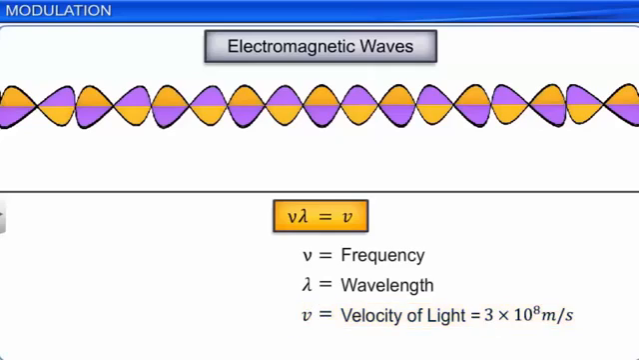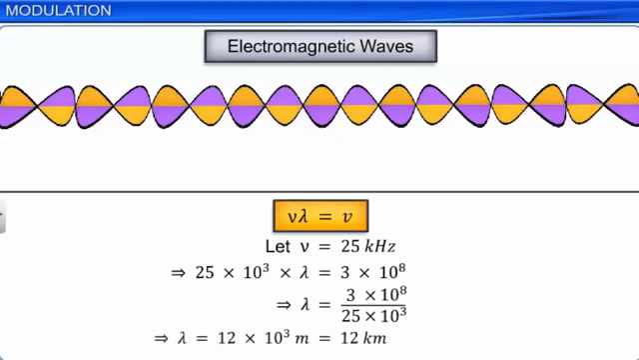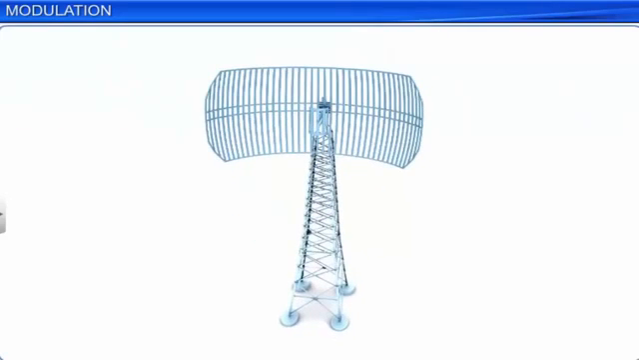Now suppose we need to transmit a message signal of frequency 25 kHz. Substituting the value of this frequency in the expression and simplifying, we get the wavelength of the message signal equal to 12,000 meter or 12 kilometer. For proper transmission of a signal, the size of the transmitting antenna must be comparable to the wavelength of the signal. Its length must at least be equal to 1/4 of the wavelength of the message signal. Thus, to transmit the 25 kHz message signal, we require an antenna that is at least around 3 km or to the maximum of 12 km wide.